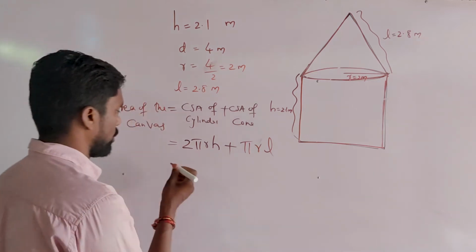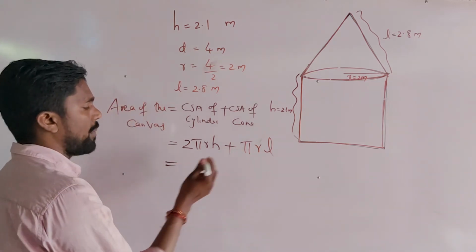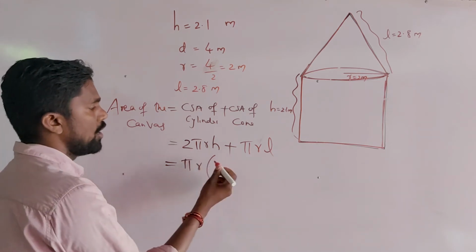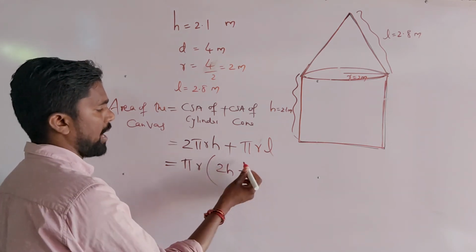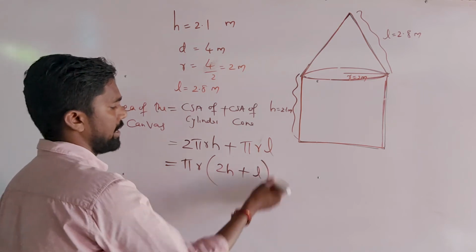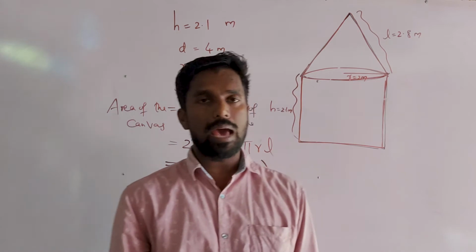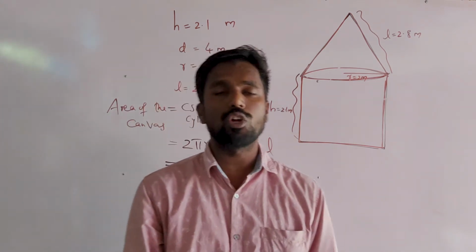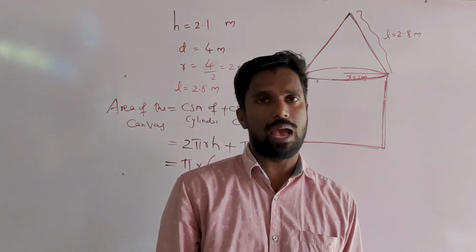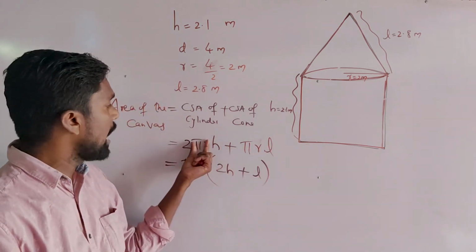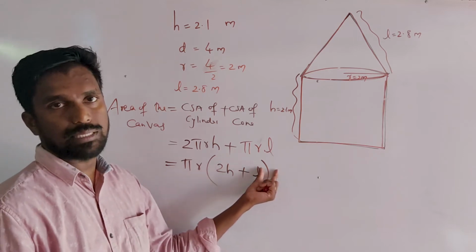So the total is 2 pi r h plus pi r l. Pi r is common, so it becomes pi r times 2h plus l. 2 pi r h is the CSA of the cylinder, and pi r l is the CSA of the cone.